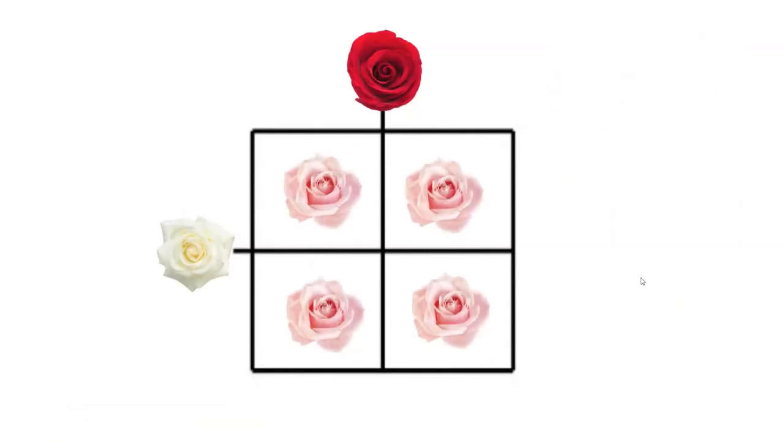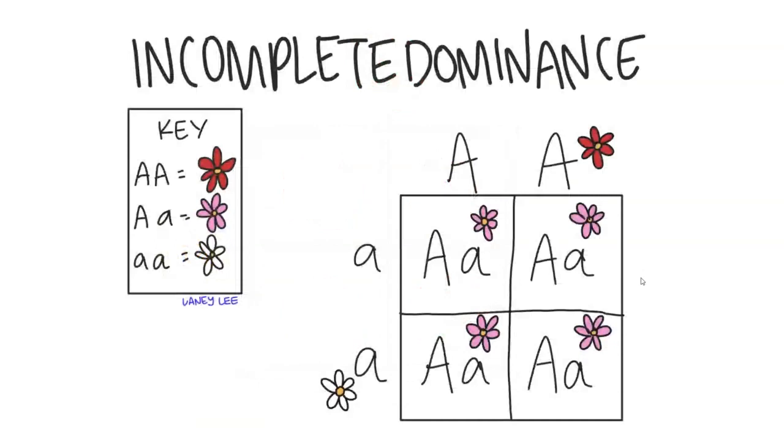It turns out with this variety of roses, we have a blending of the color. They meet somewhere in between red and white because neither allele is dominant. This is called incomplete dominance. Incomplete dominance means neither allele is dominant and they both kind of blend together.